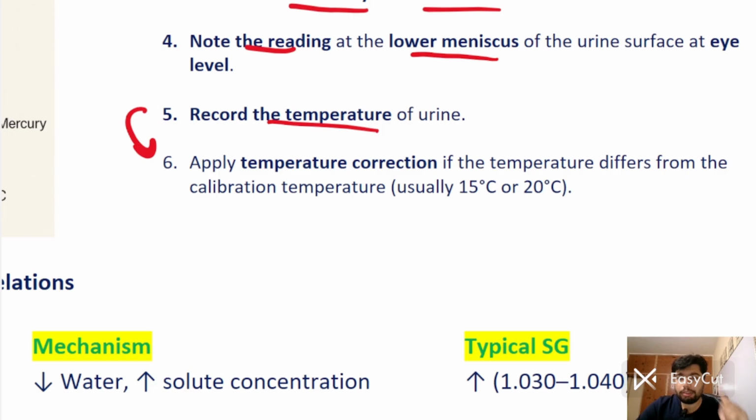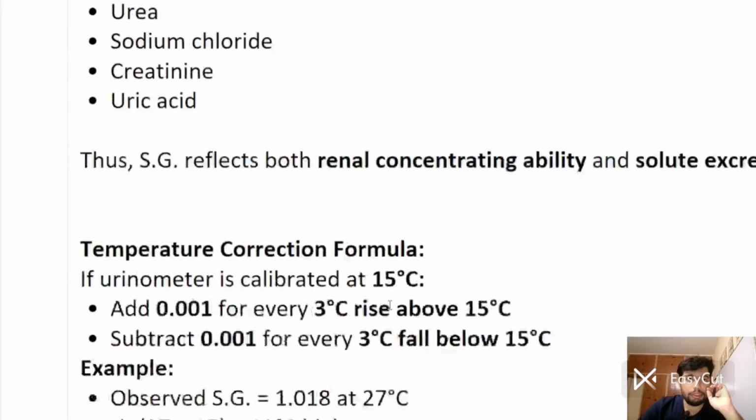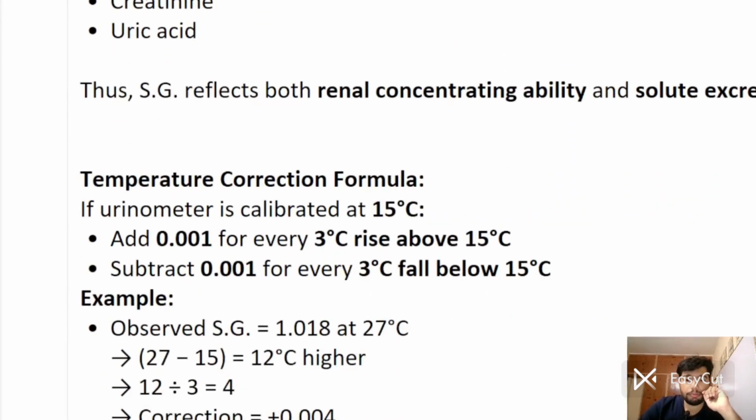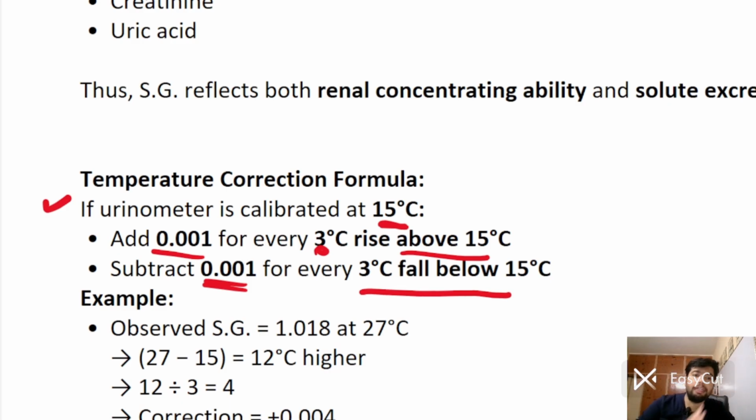Now I will take an example so you will have a clear idea of what I am talking about. Just see this. If my urinometer is calibrated at 15 degrees Celsius, you have to add 0.001 for every 3 degree rise above 15 degrees, and subtract 0.001 for every 3 degree fall below 15 degrees Celsius.